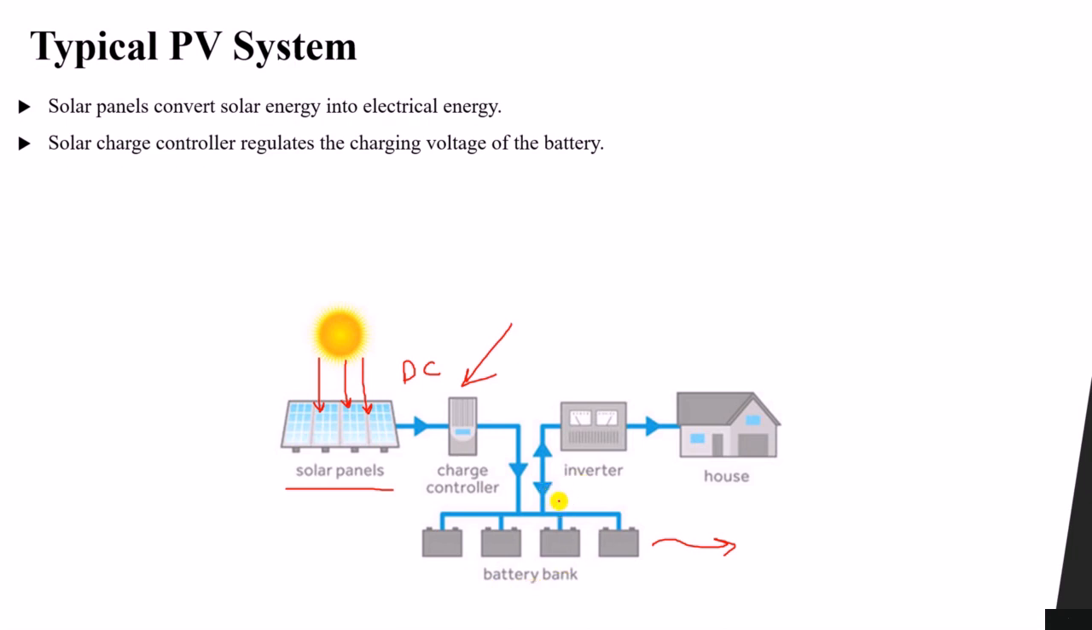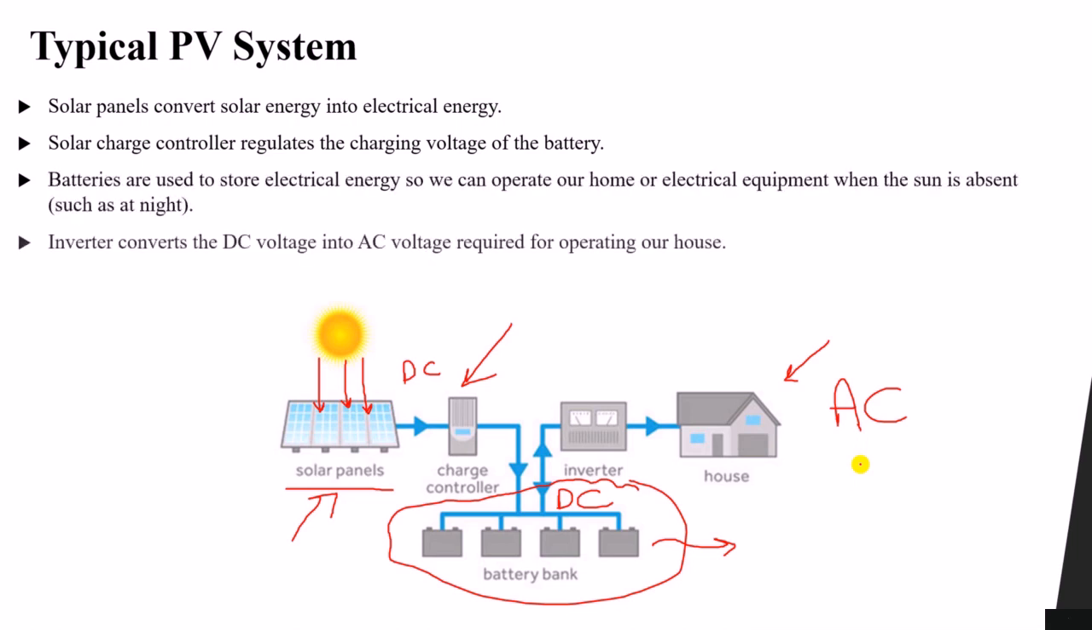So we have DC voltage here. Now, as you know, in our house we use what? We use AC voltage. As you can see, the power coming from the batteries or the solar panels is DC power, and in our house we need AC power. So in order to convert from DC to AC, we need the inverter. The inverter converts the DC voltage into the AC voltage required for operating our house.